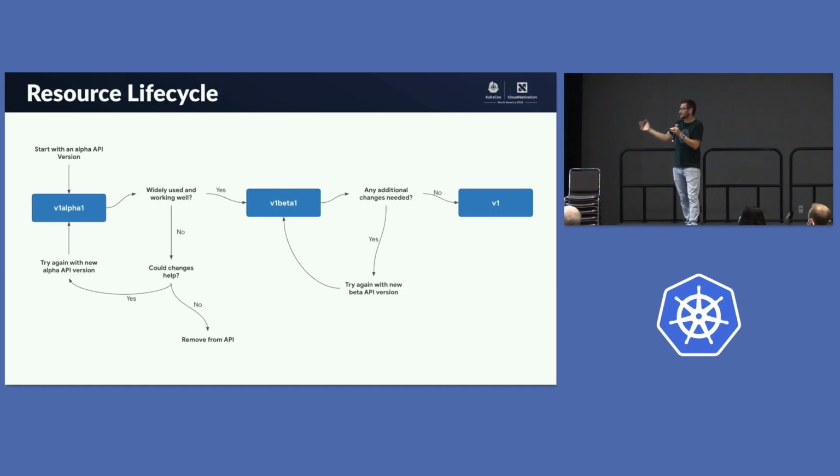Resource lifecycle is very similar. Resources start in alpha. If they meet the graduation criteria, they go to beta. If not, they can either be removed from the API or we can try again.